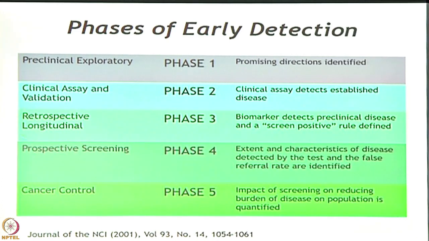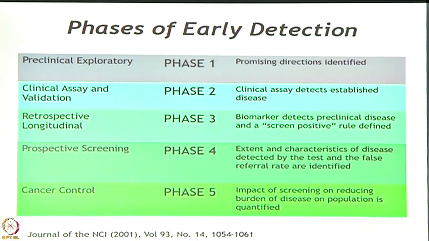Then they would say do a retrospective longitudinal study. These may be old samples, but you're looking at samples collected over a period of time to ask, does the marker change when the patient goes from no disease to disease? So that's phase 3. Phase 4 would be to do a prospective study. We talked about that earlier. Collect samples going forward, starting today, and ask, does the marker actually identify those people who are ill? And then cancer control would be to implement the use of that marker in a large-scale screening population.